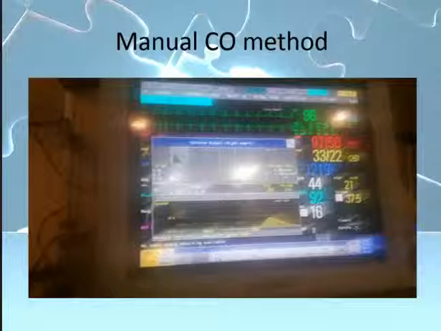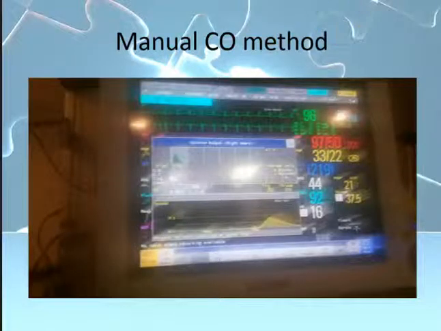So let's talk a little bit more about the manual cardiac output method. I think they did a good job of talking about it. This is a picture of what this screen will look like on your Philips touchscreen monitor. Up top there, that's where you can select or reject a wave, and down at the bottom is the actual wave.